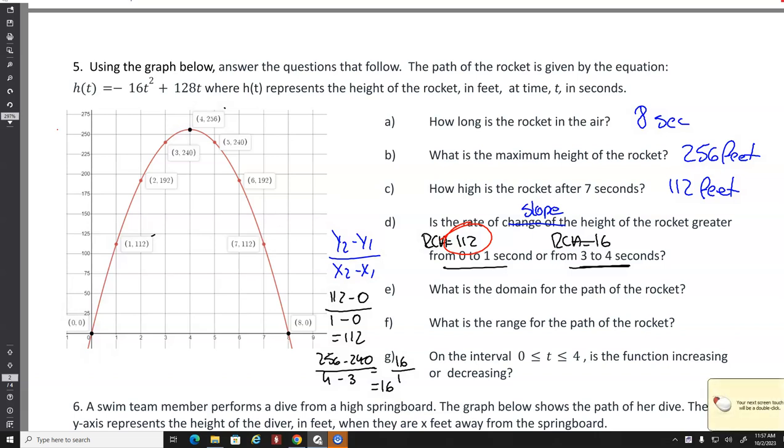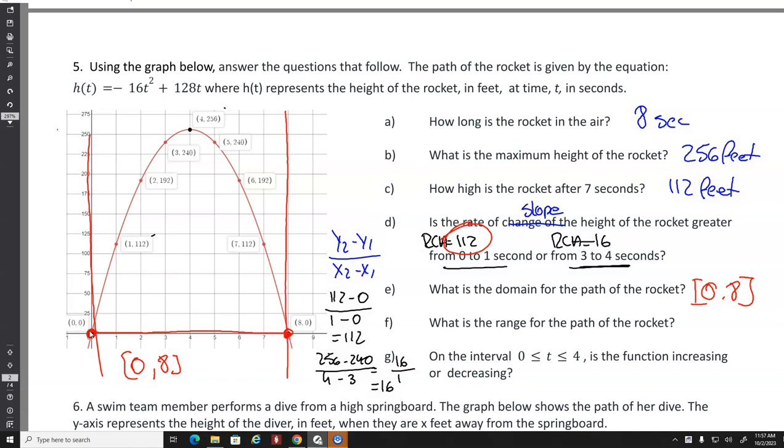Now, what is the domain of the path of the rocket? Again, this is a live scenario, so you can't say the domain is all real numbers, negative infinity to positive infinity. So of course, we're starting from 0, and our domain is ending at 8. So it's from 0 to 8, because this is where our graph is. Our graph is from 0 to 8 in that frame.